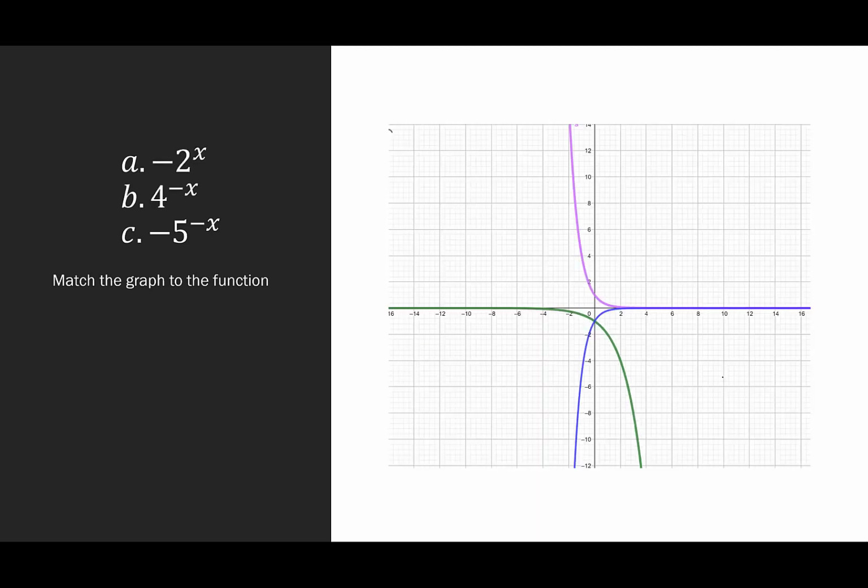I have 3 graphs. I have negative 2 to the x, 4 to the negative x and negative 5 to the negative x. So this is really us playing with the negatives and see if we know what that means. All right, what do we say? We said positive exponents increase, negative exponents decrease. Immediately I see b and c have negative exponents. I can see I have 4 to the negative x and negative 5 to the negative x. So when I'm looking at one that's decreasing, I'm really thinking that b, 4 to the negative x, should be this first purple one.